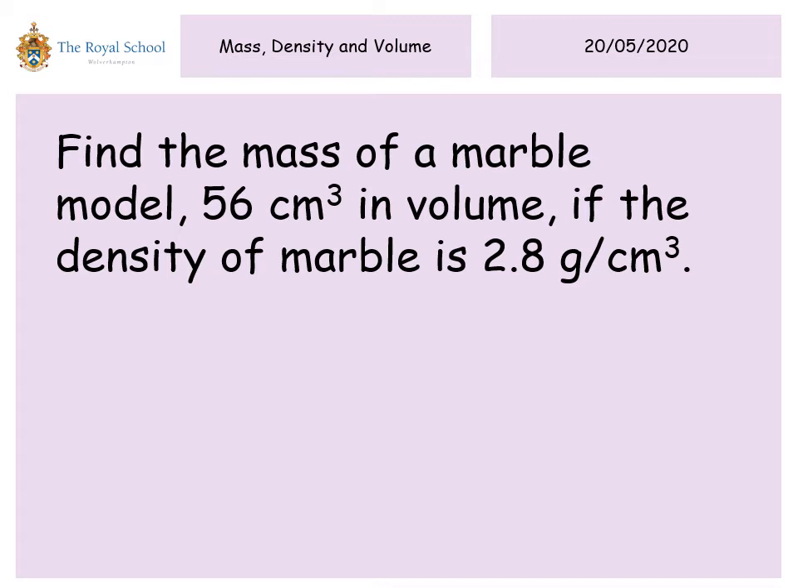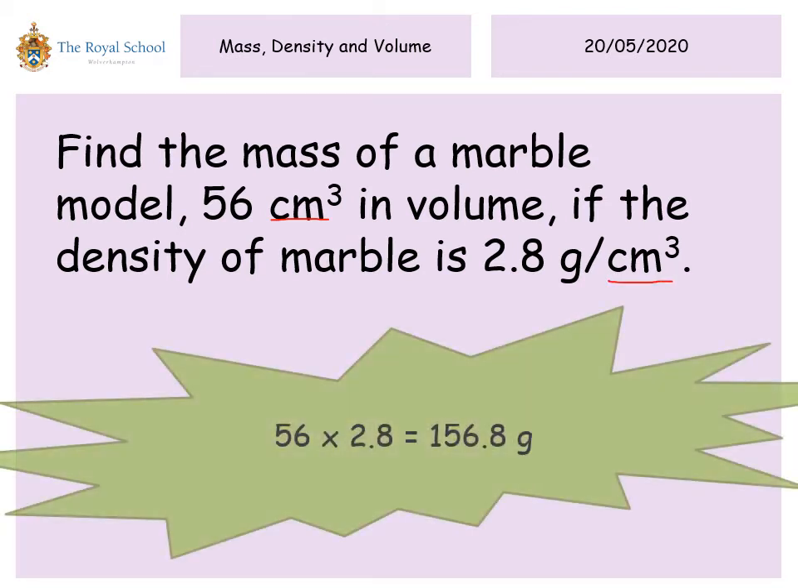Answers then. We've got mass, so we need density times by volume. We've got consistent units, fantastic. So density times by volume is going to give us 156.8, and our mass then would be in the same grams as was in our density compound unit.